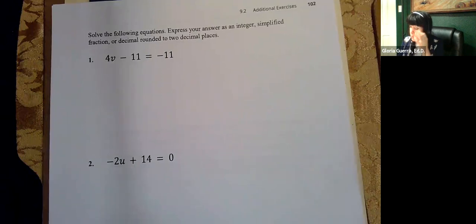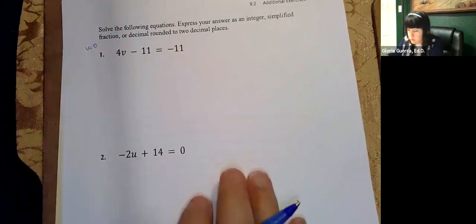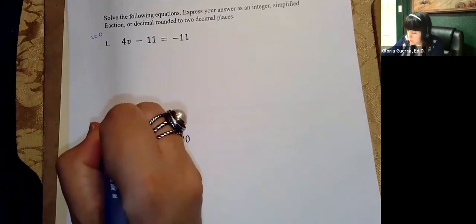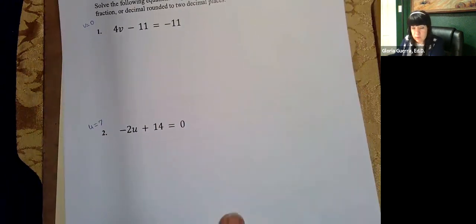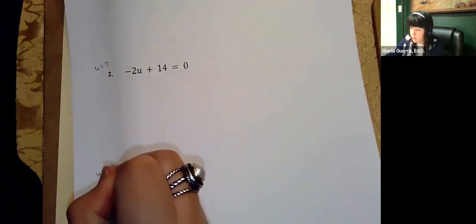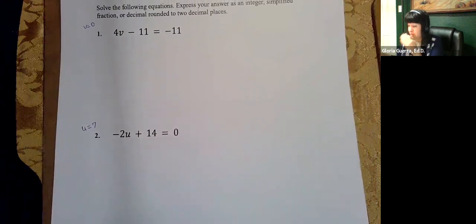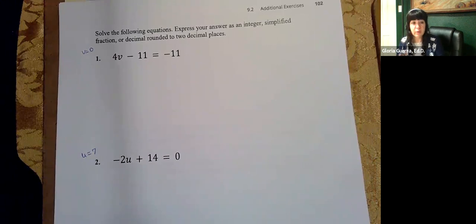So maybe I'll put the answers on the side. For one, you should get zero. For two, you should get seven. For three, you should get negative six. So you should pause the video and work them out, see if you can get that, and then turn the video back on. If you're not getting that, look to see what kind of mistakes were made, if any.